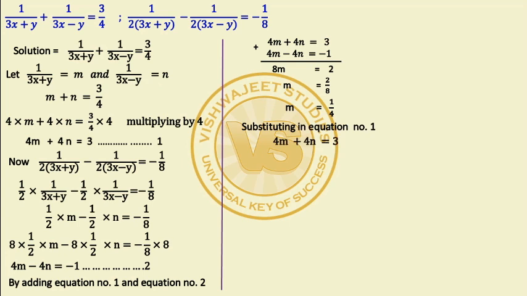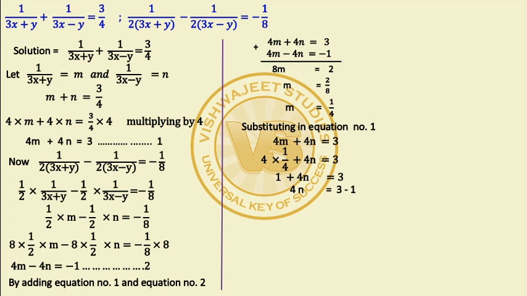So the first equation is 4m plus 4n is equal to 3. Instead of m, after writing 1 upon 4, we get the equation 4 into 1 upon 4 plus 4n is equal to 3. 4 and 1 upon 4 are multiplicative inverses of each other. So after multiplication, it gives the answer 1. So we get 1 plus 4n is equal to 3. 1 is positive on the left hand side. When it goes to the right hand side, it will become negative.